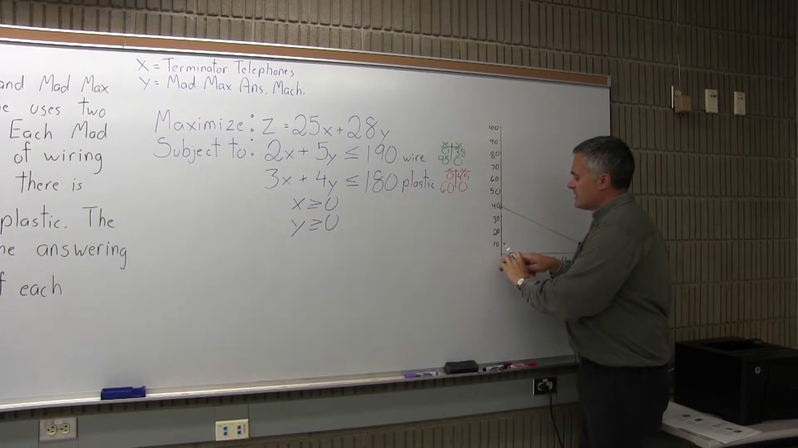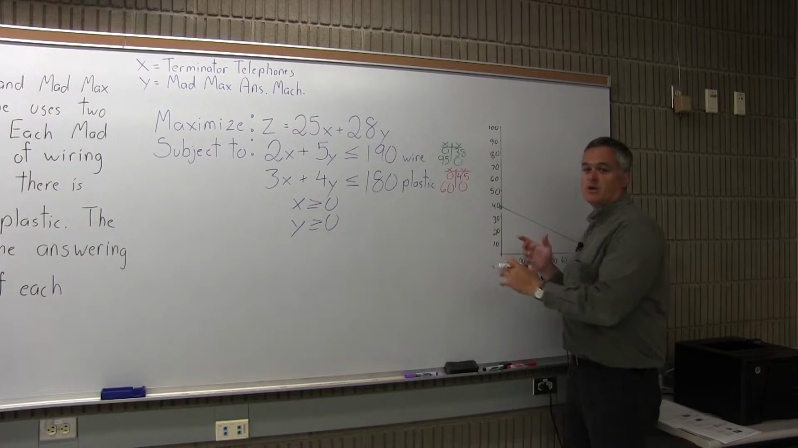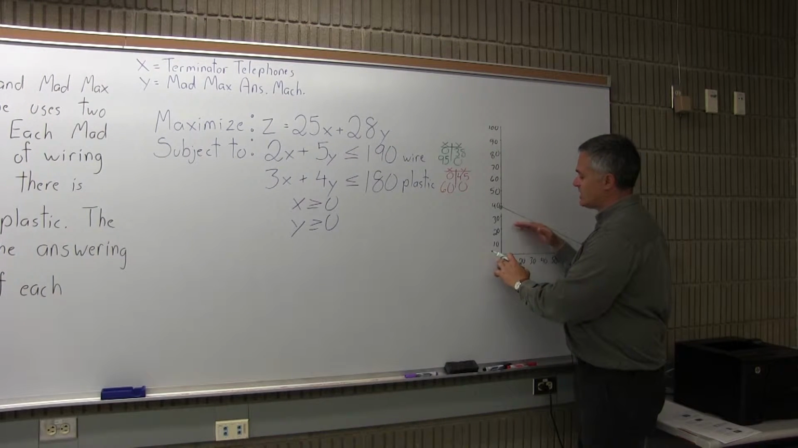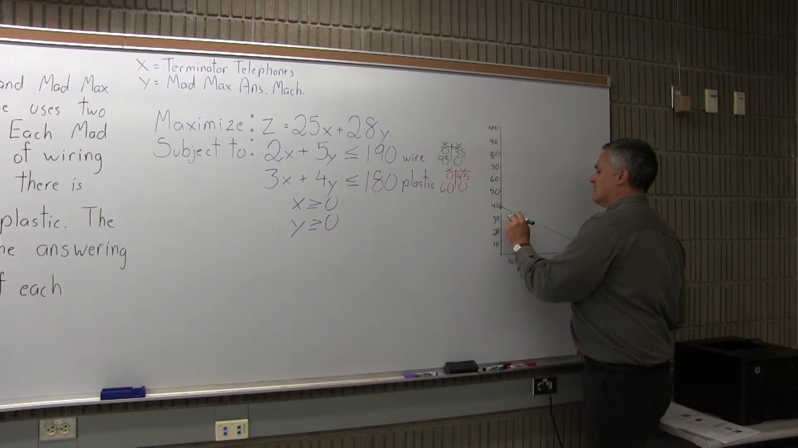So for my green line, my test point was on the underneath side. The result when I put it in was true. So my test point's in the shaded side, which is underneath. So everything underneath the green line is shaded.